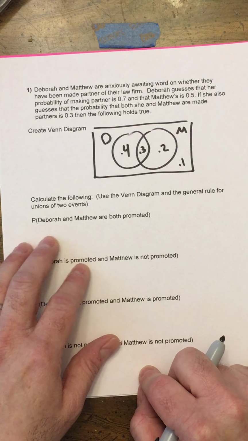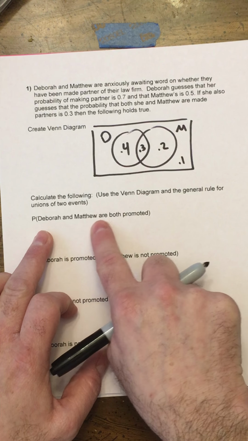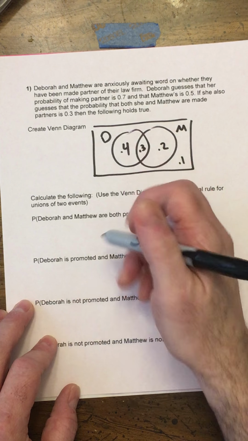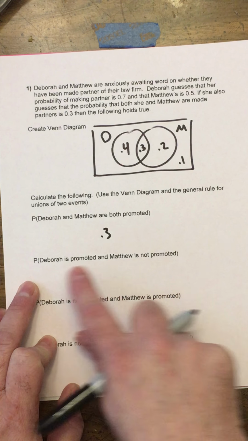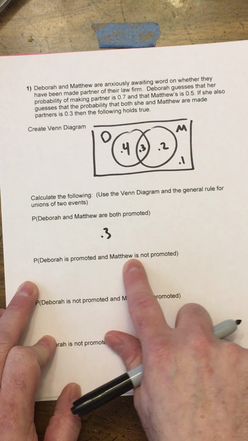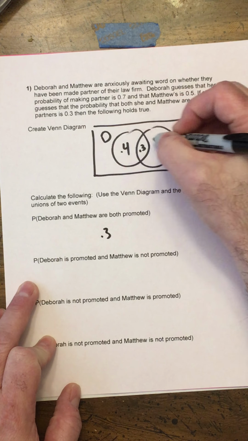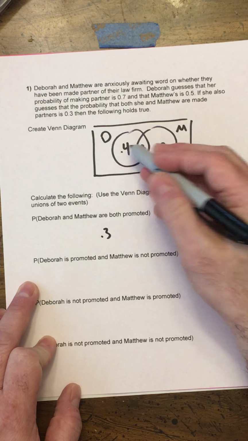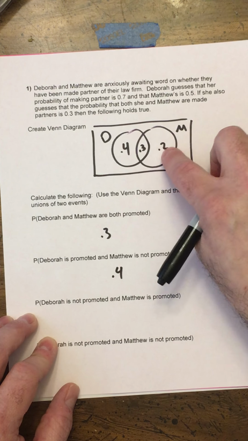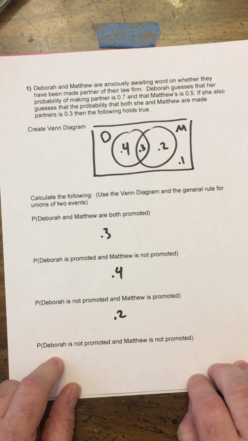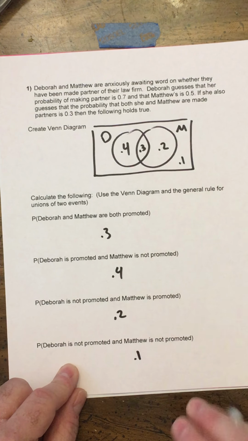And now we can answer these questions. Okay, calculate these probabilities. You're welcome to do this on your own. I'll go through it. The probability that they are both promoted is 0.3. That was given. The probability that Deborah is promoted and Matthew is not promoted. That's this. Here, Deborah's promoted, but doesn't include the parts where Matthew is promoted, so it's 0.4. The probability that Deborah is not promoted and Matthew is promoted, that would be the opposite case here, 0.2. And the probability that neither of them are promoted, basically we did that over here, that is 0.1.